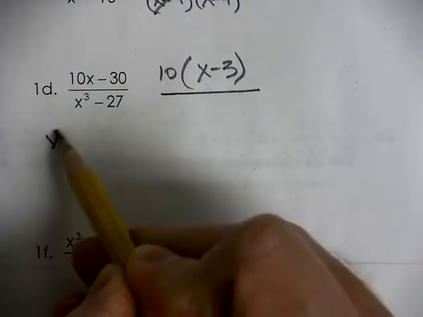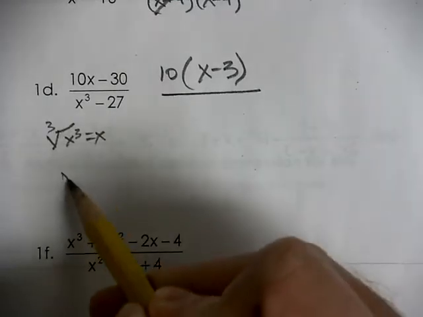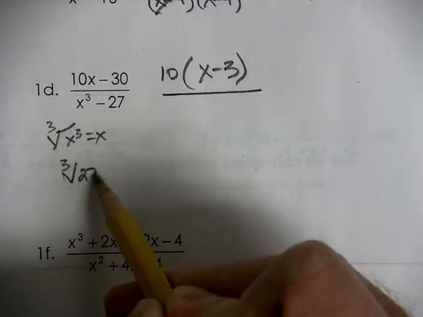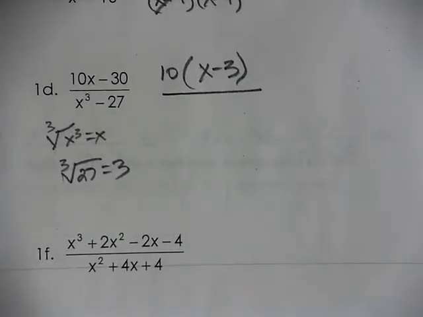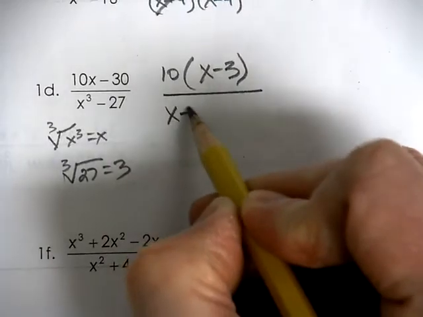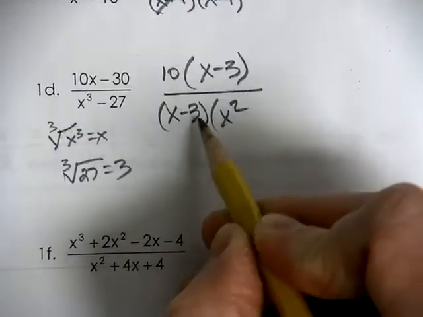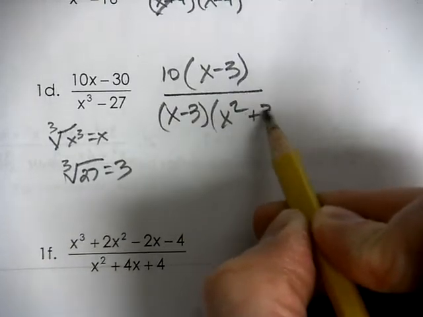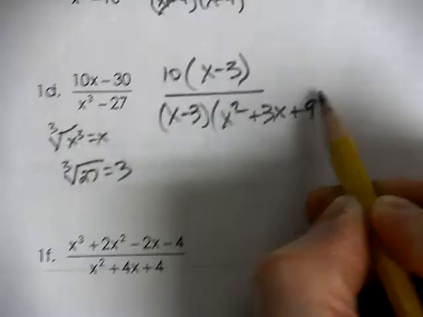you may notice that you can take the cubed root of x cubed. You can take the cubed root of 27. So this is the difference of 2 cubes. So this is going to be x minus 3. Then you square the x, multiply the 3 and the x together and change the sign, and square the negative 3.